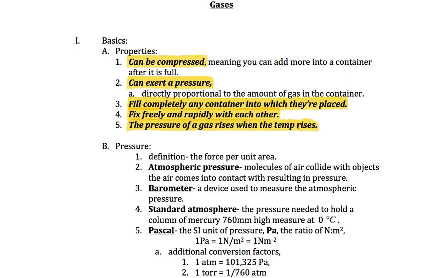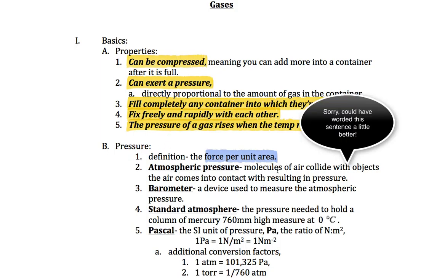So how do we measure this pressure that we've been talking about with gases? Well, the strict definition is force per unit area. Whenever molecules of the air collide with objects, it results in pressure. So the atmospheric pressure is just the combined pressure of all the gases that form our atmosphere. Basically, that's saying that whenever air molecules collide with whatever they're colliding with, that results in a pressure.